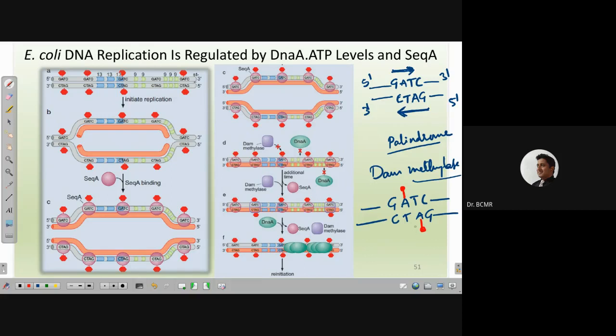Okay, it methylates on the N, that is the amino group present on the 6th carbon of adenine. I hope you remember adenine is 6-aminopurine, and adenine is methylated on that amino group present on the 6th carbon. So GATC, you have it. So the important thing about the enzyme that makes it is this.